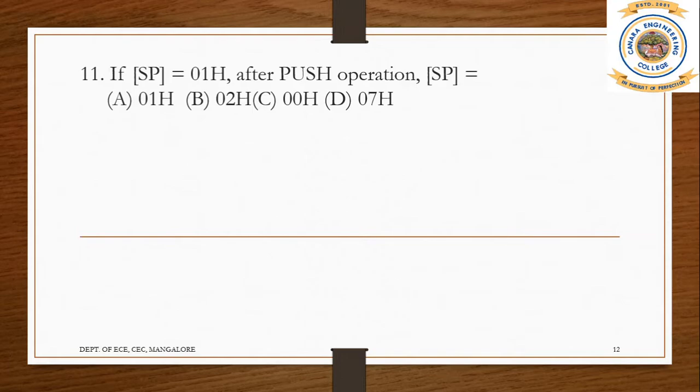So the next question is: if the stack pointer is 01H presently, then after a push operation what will be the content of the stack pointer? The square bracket indicates the content of the stack pointer. Initially the content of the stack pointer is 01H. After the push operation, what will it be? This is to check whether you know push and pop operations thoroughly. So the answer here will be B.